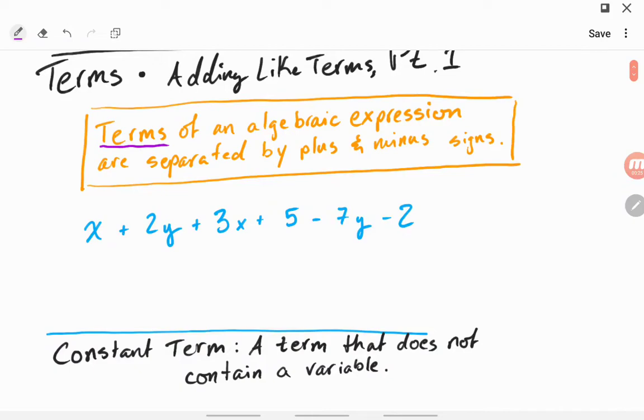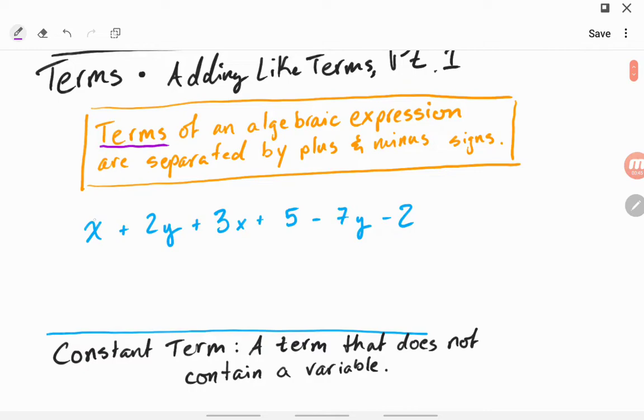So I've got a little problem right here for us. I've got x plus 2y plus 3x plus 5 minus 7y minus 2. Who wants to tell me how many terms we got here? Let's see, hands. Yes, Luna. How many terms do you see? 6? Well, you're correct. Yeah, that's exactly right.